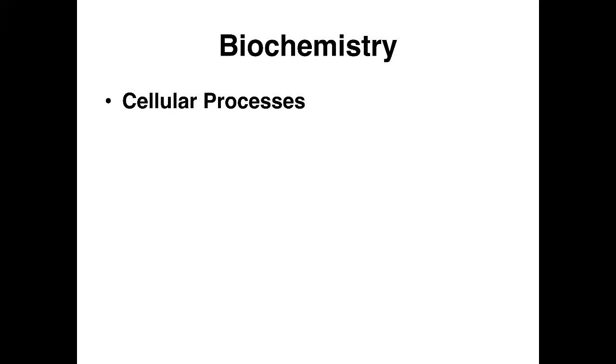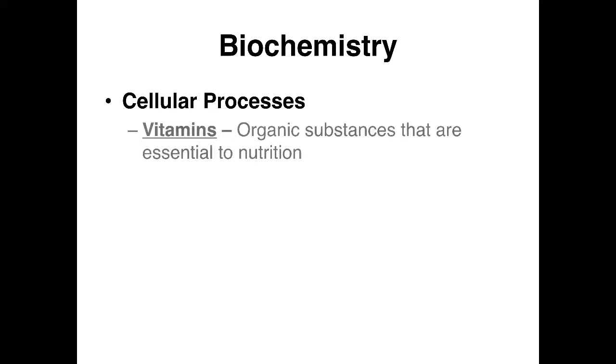Continuing to talk about cellular processes, vitamins are the first of the micronutrients that we'll talk about, micro being only necessary in very small quantities. Vitamins are organic substances that are essential to nutrition, that are absolutely required, but they're only required in small amounts.